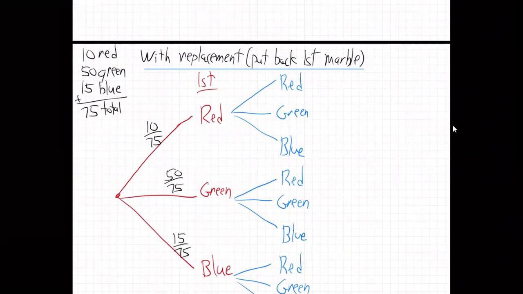You know, this problem would be easier if you reduce these fractions right away. If you divide top and bottom by 5 here, this will be 2/15. This one will be 10/15. Oh, that reduces even more. This one divides by 25, doesn't it? To be 2/3. So I would encourage you to reduce your fractions right away.